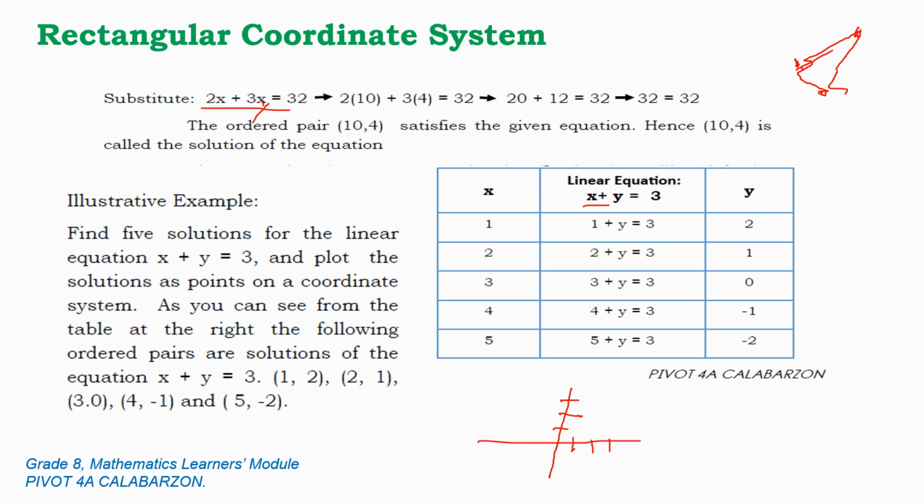So, our x is 1 and then y equals 2. So, kapag pinalitan yung value ni x at ni y, plus 2 equals 3. It means that we are going to find the point 1 and 2. So, andito. Okay? 1 and 2. Okay.